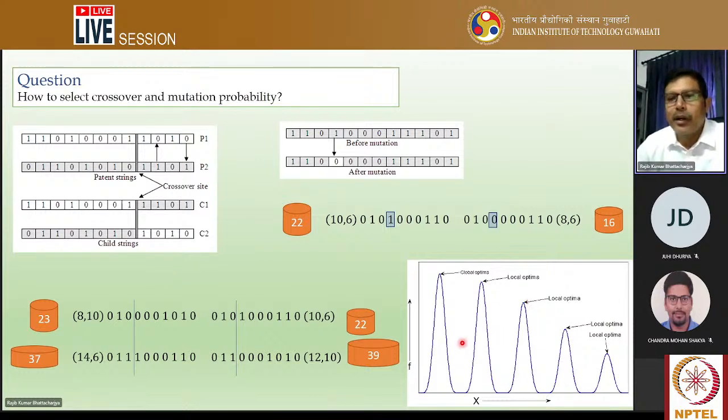Here I'm just trying to show this is the global optimal solution. Your solution is somewhere here, and if you are applying crossover, you will get either this solution or this solution. You will not get this solution. Therefore, you need mutation to overcome this region and explore the other regions. So mutation is necessary. Otherwise, with crossover you are just searching near the parent, and you may not get the global optimal solution of the problem.